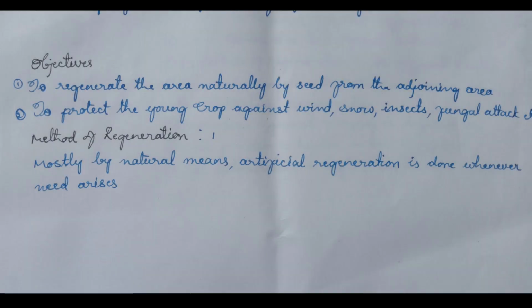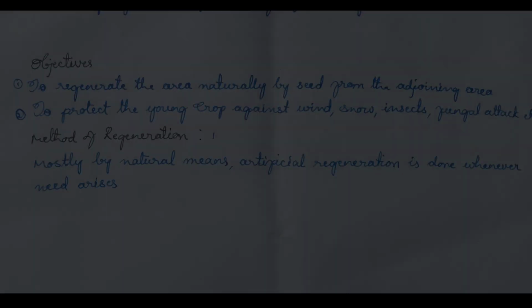Objectives of the clear strip system are to regenerate the area naturally by seed from adjoining area, to protect the young crop against the wind, snow, insects, fungal attack, etc. Method of regeneration is it can be obtained mostly by natural means. Artificial regeneration is done whenever need arises. Clear strip system is applicable for chir and deodar.